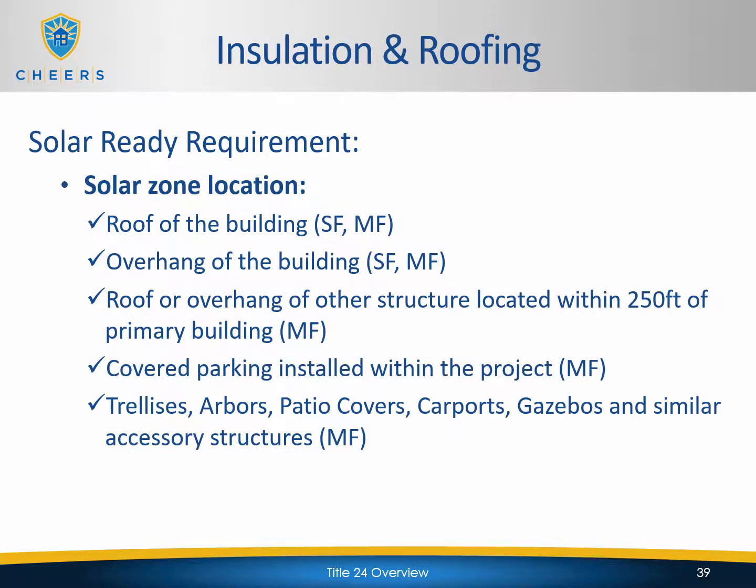So for solar zone location, basically it has to do with where the panels could go if they ever were put in. They can be located on the roof of the building, or on the overhang of the building, for single family and multifamily, that's what the SF and MF stands for. For multifamily, they could be located on the roof or overhang or other structures located within 250 feet of the primary building. They could be located on covered parking installed within the project, or also they could be on trellises, arbors, patio covers, carports, gazebos, and other similar accessory structures. So that's basically identifying where the panels would go.